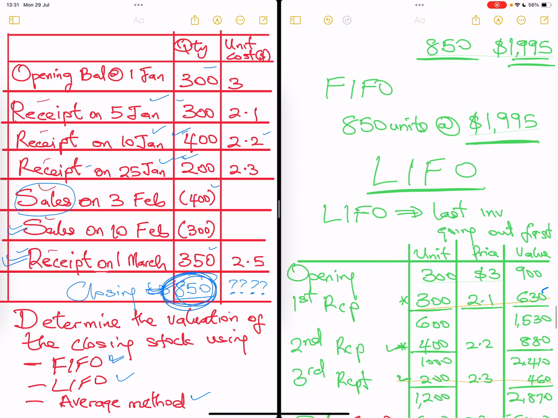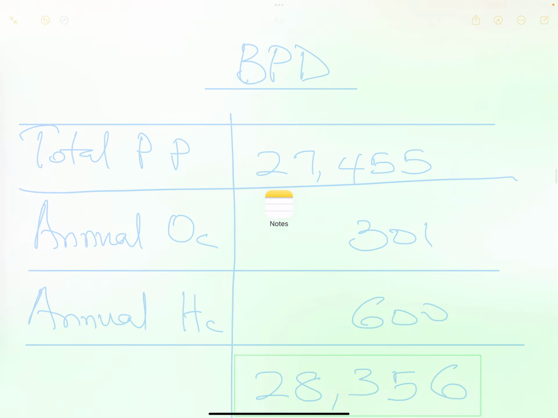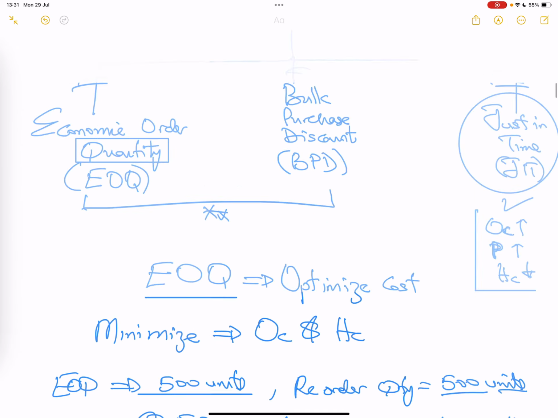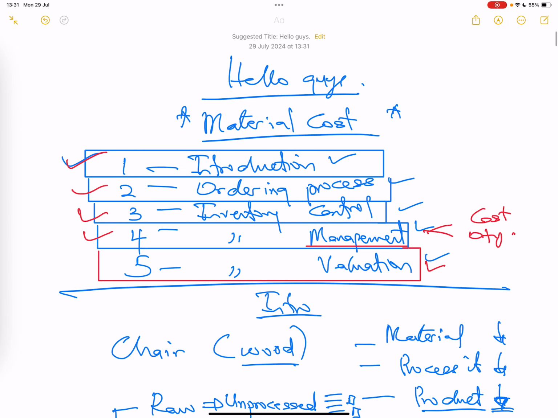Now we've successfully covered all the outlines that we planned to cover at the beginning of this series. We've looked at the introduction, the ordering process, the inventory costing, the control. We've gone about the management, where we looked at how to reduce the cost and how to manage the quantity as well, and likewise how to do the valuation.